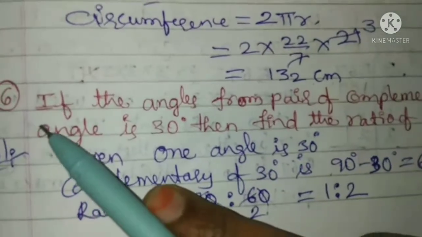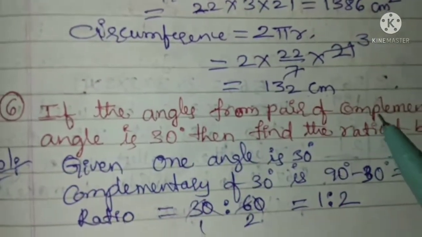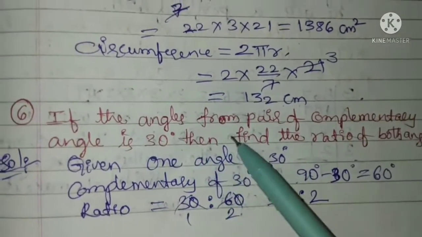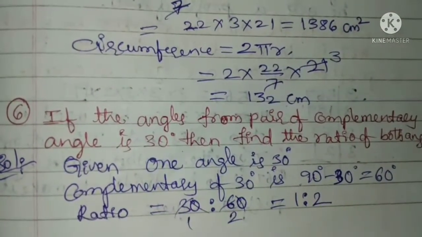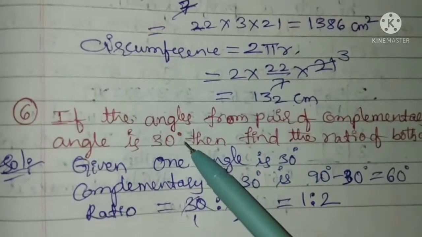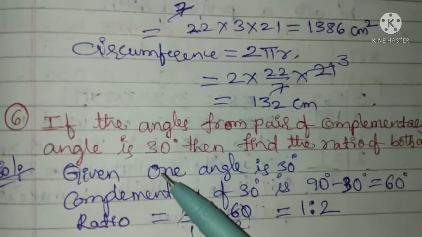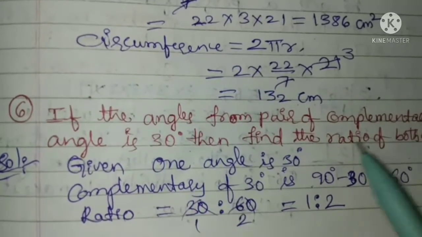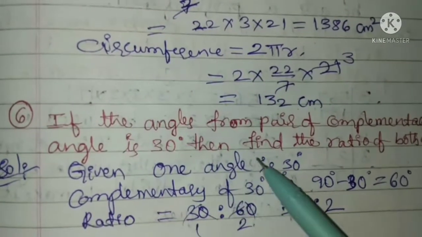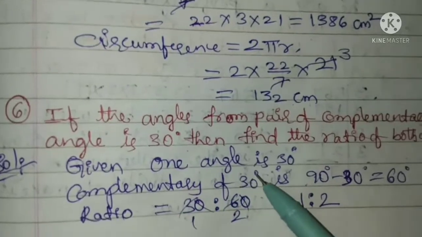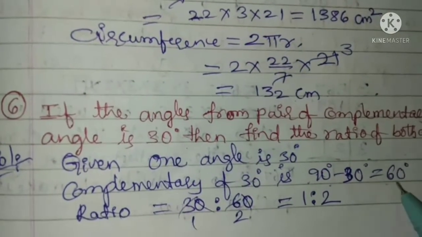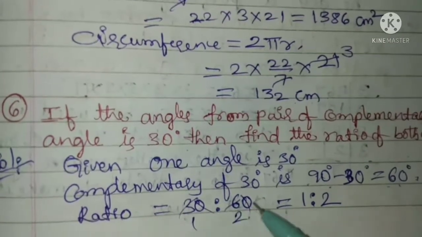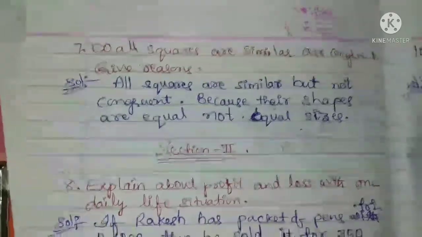Next, sixth question. If one angle from a pair of complementary angles is 30 degrees, then find the ratio of both the angles. We know the sum of a pair of complementary angles will be 90. So here one angle is 30, therefore the complementary angle is 90 minus 30, that is 60 degrees. Then the ratio 30 is to 60, that is 1 is to 2.